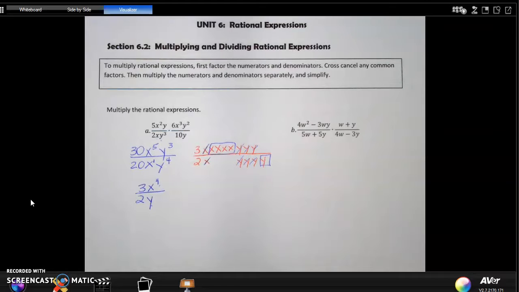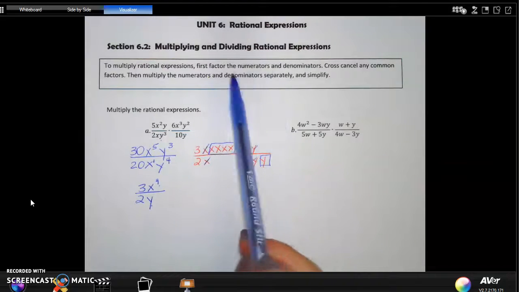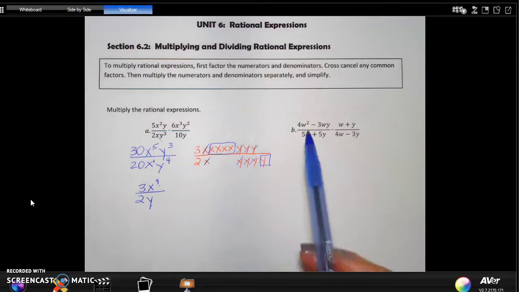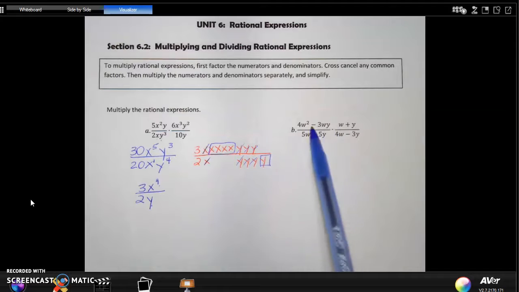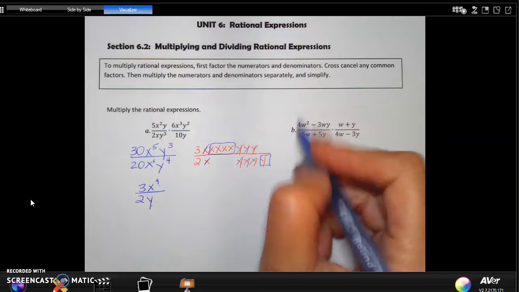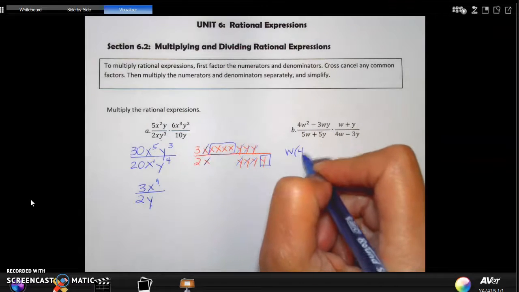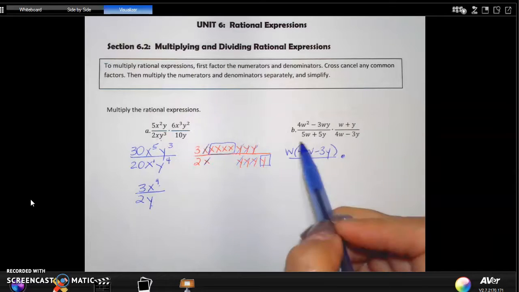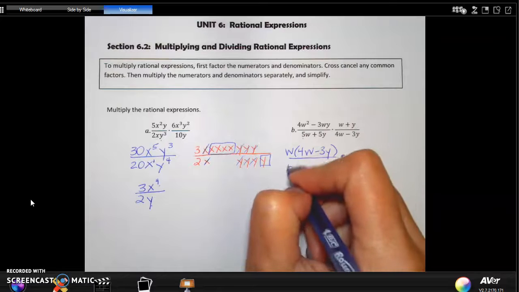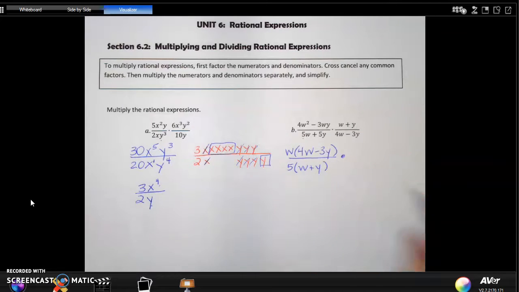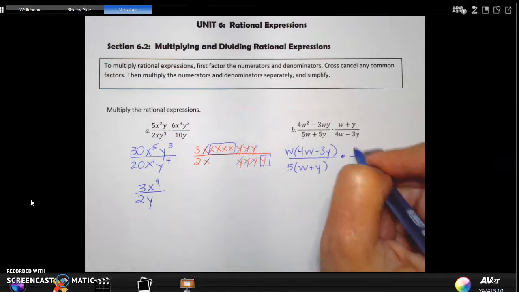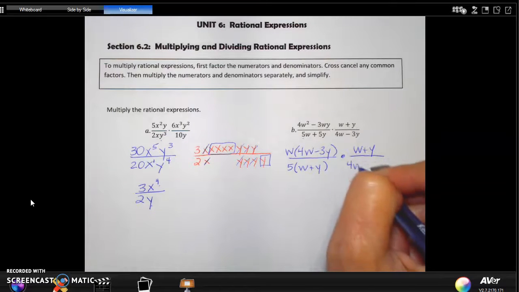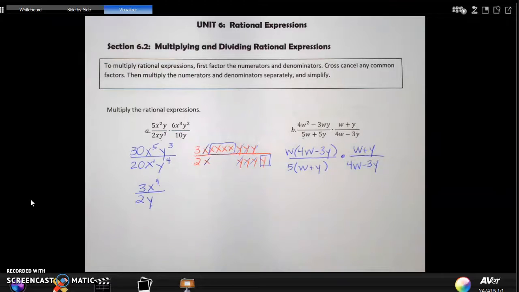So the next one over, you are actually following these directions up here where you're factoring first and then cross canceling and multiplying. So here we're going to be able to take a w out of both of these. So we have a w in common up on top. That leaves us with 4w minus 3y. On the bottom we have a 5 in common. We can pull that out and we end up with w plus y. And then over here, there's nothing here that we can pull out. W plus y, nothing in common. Same thing down here. 4w minus 3y there.